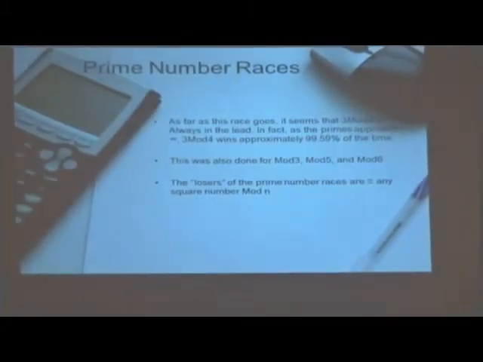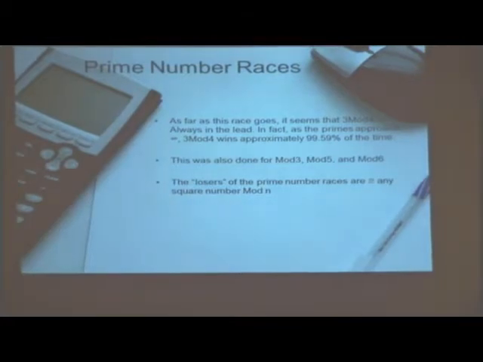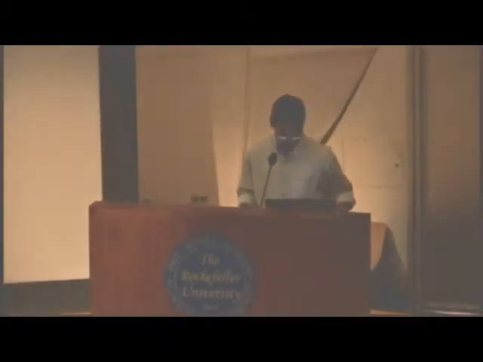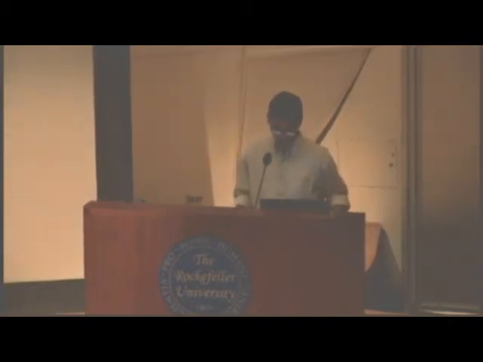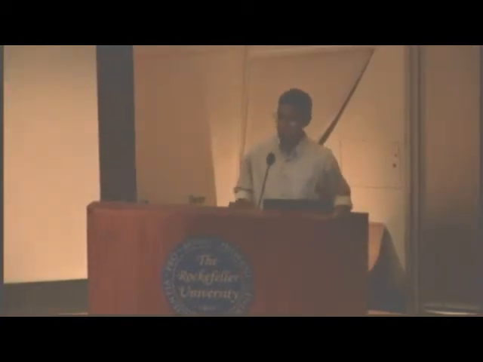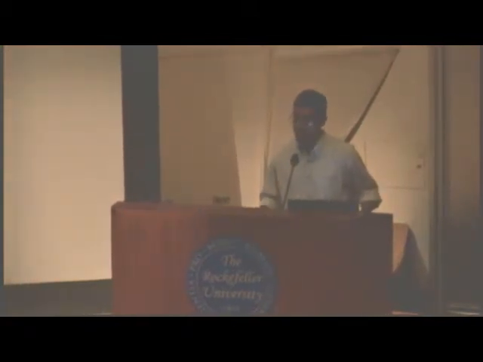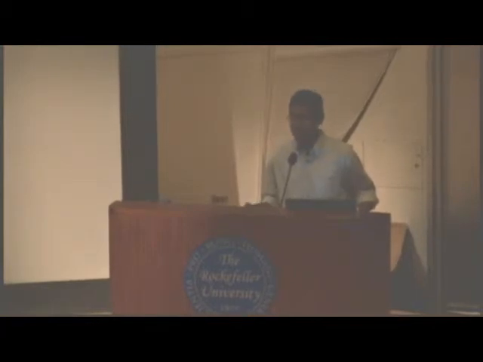A similar winning of some categories over others also holds true for other mod divisors. So we tried this with mod 3, mod 5, mod 6, and so on. And the losers of any prime number race are congruent to some square number mod n. For the case of mod 4, 3 squared, which is 9, is congruent to 1 mod 4, so that's why 1 mod 4 was the loser in the race of 1 mod 4 and 3 mod 4.